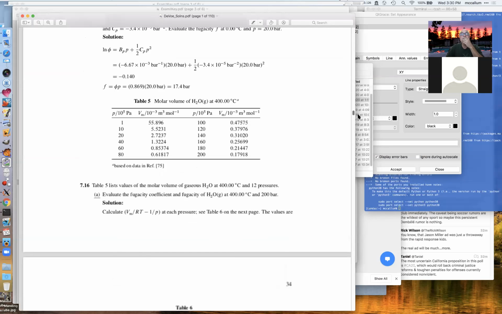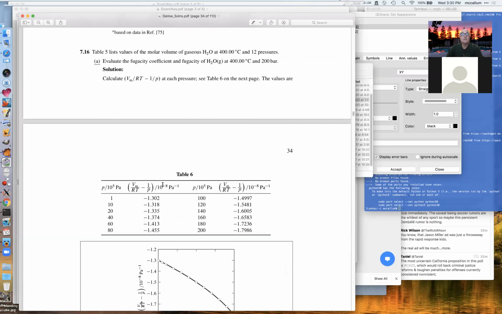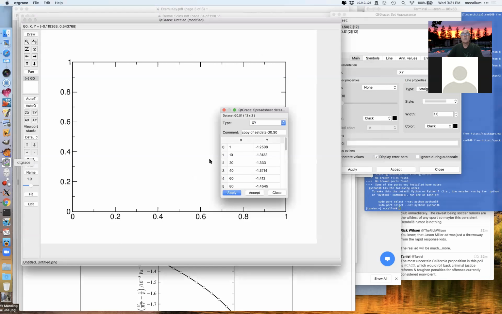So if you look at the solutions here, this is a problem in DeVoe. Here's the problem, and you can see this table. Here's the result: Vm over RT minus 1 over P, and you see 10 to the minus 8, right? His first result is minus 1.302. When I did it on paper the first time, I got minus 1.309. Now, when we're doing it in Grace, we're getting minus 1.2508.